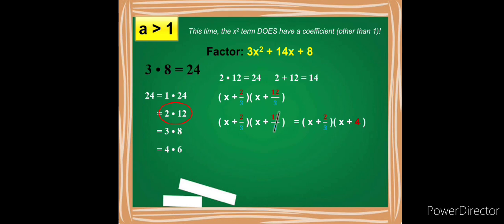Now, is it the final factored form? No! We have one more step to get the final factored form. The last step is to move the denominator in front of x. And we have 3x plus 2 times x plus 4. Therefore, the final factored form of 3x squared plus 14x plus 8 is 3x plus 2 times x plus 4. And this is the final answer.